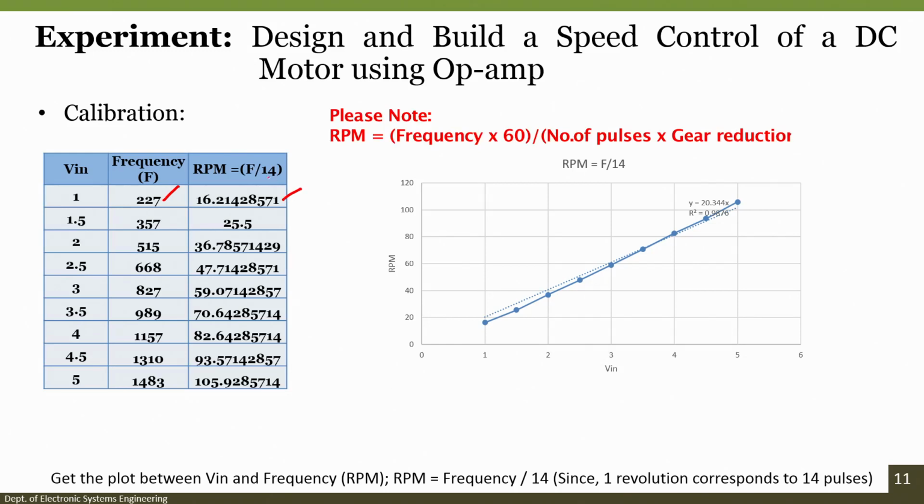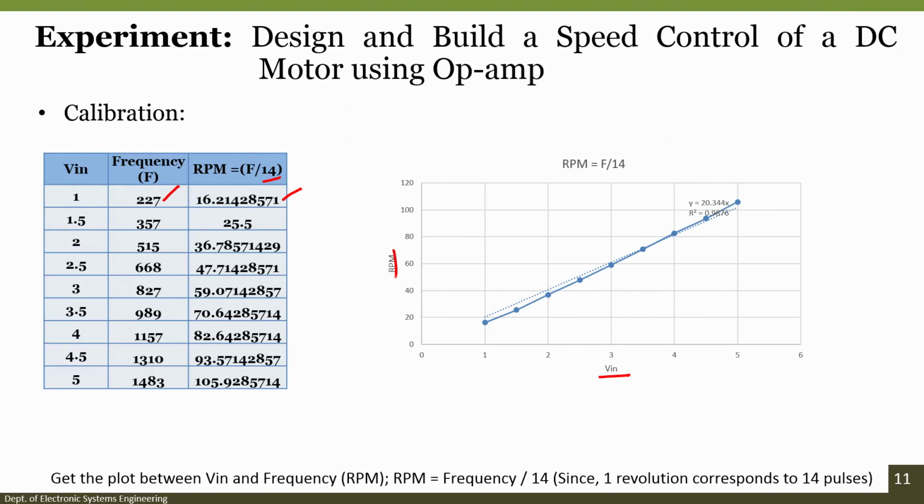The purpose of this 14 is that when we looked into the data sheet, one revolution corresponds to a total of 14 pulses. So, we got the RPM. Finally, we made a graph between V in and the RPM, and by plotting a trend line, we understood that 1 volt corresponds to approximately 20 RPM.